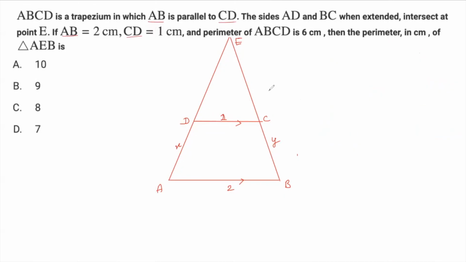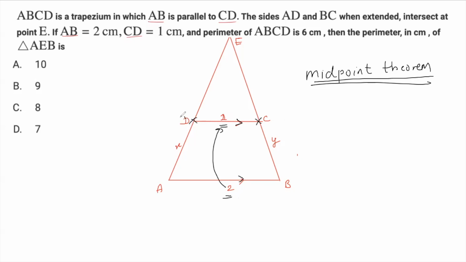Now, the other way of approaching this question is by applying something called the midpoint theorem. In this case, you won't even need to prove the two triangles similar and write the ratio of corresponding sides. The midpoint theorem clearly states that if a line joins the midpoints of two sides of a triangle, it is parallel to the third side and half of it. So for triangle AEB, AB is one side and this DC is parallel to it and half of it. By consequence, D and C become the midpoints. Thereby, DE is also X, EC is also Y.